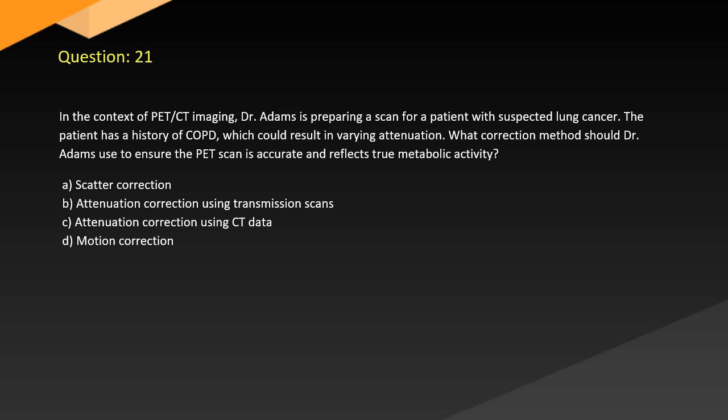Question 21. In the context of PET imaging, Dr. Adams is preparing a scan for a patient with suspected lung cancer. The patient has a history of COPD, which could result in varying attenuation. What correction method should Dr. Adams use to ensure the PET scan is accurate and reflects true metabolic activity? A. Scatter correction. B. Attenuation correction using transmission scans. C. Attenuation correction using CT data. D. Motion correction.